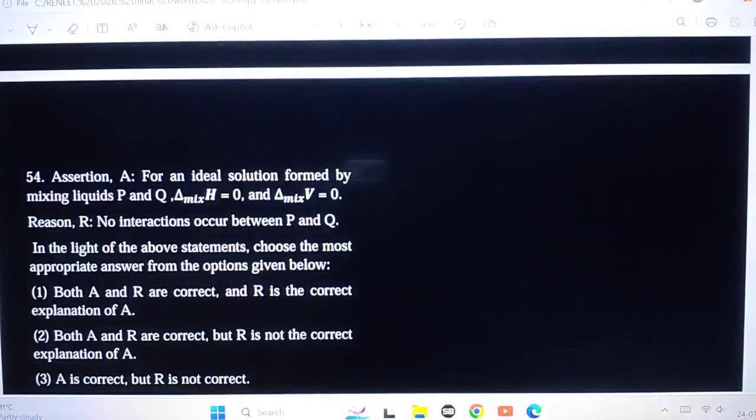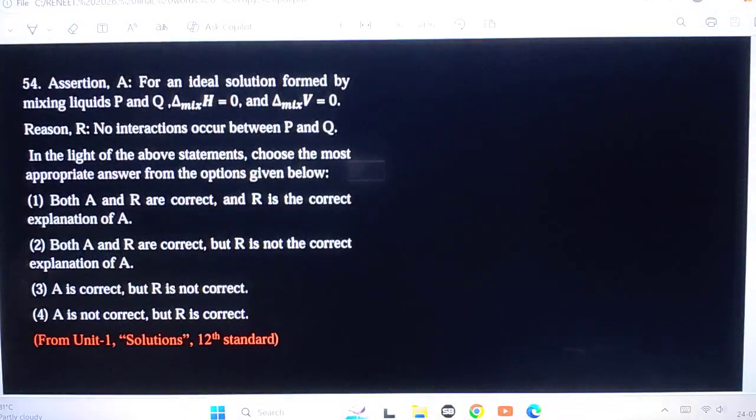Next question, 54. Assertion reason. For an ideal solution formed by mixing liquid P and Q, delta H mix is equal to 0, delta V mix is equal to 0. Okay, that's the assertion. And the reason? No interaction occurs between P and Q.